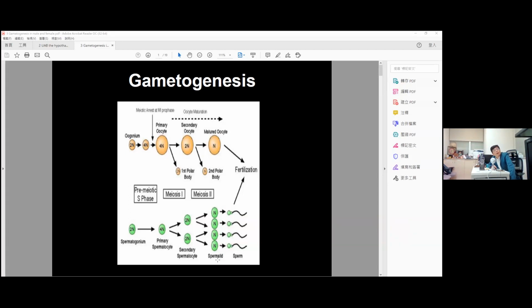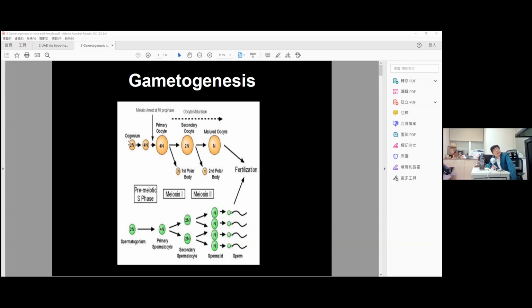Then we have a sperm. Sperm is 1N. Combined, they go back to 2N. So half of the genetic material is from the mother, the second half from the father. Then we can go back to gametogenesis. They have the so-called meiosis.